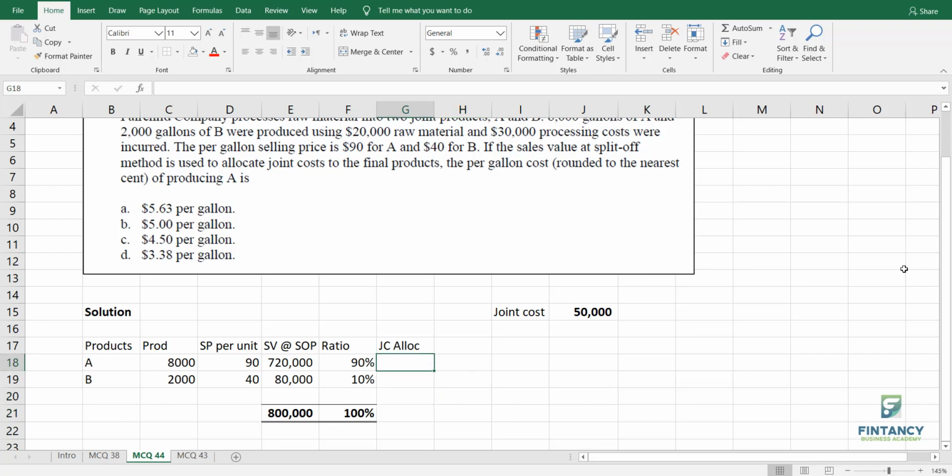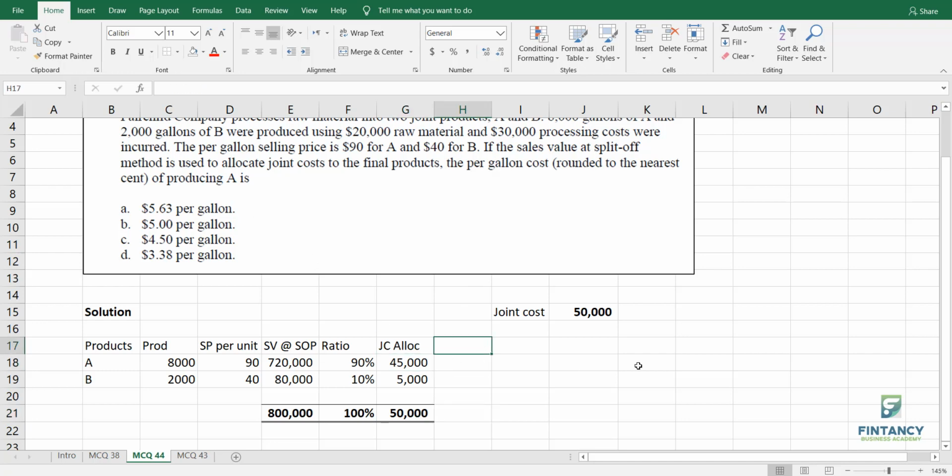So if I need to know the allocation now, what I will do is I will say, okay, this is the percentage and how much is the cost? This is the cost. I can fix the cost, and this also you can do like this. Total should match. See, these two should match, right? 50,000, 50,000. So what they are asking, remember, they are not asking total. They are asking per gallon cost of A.